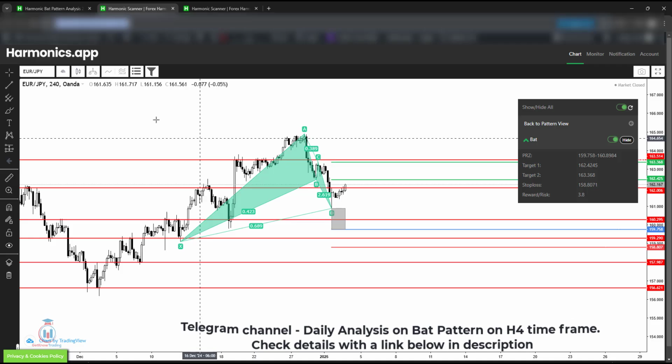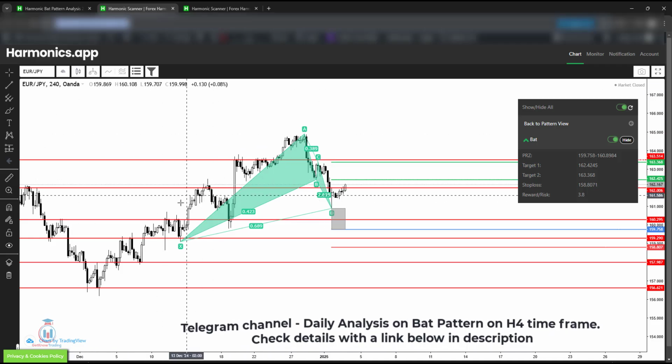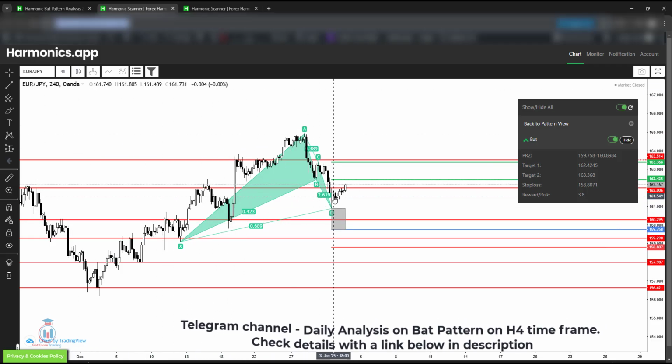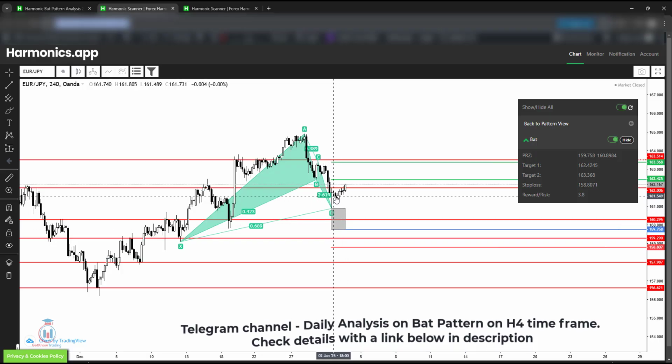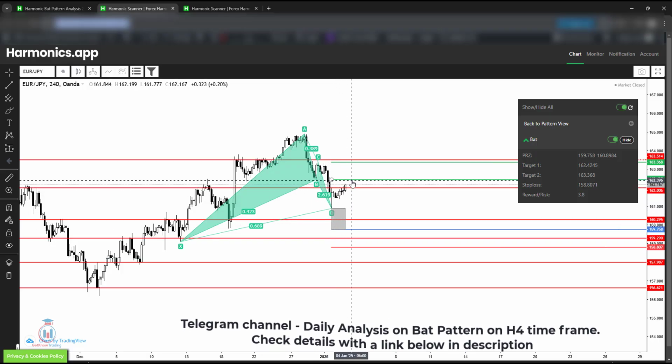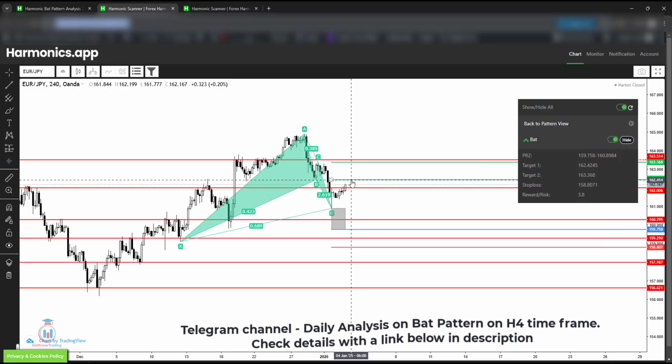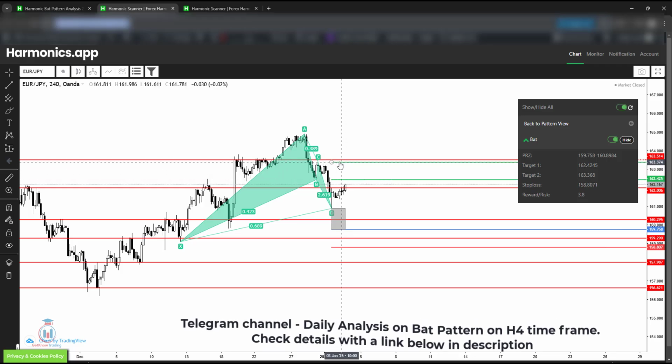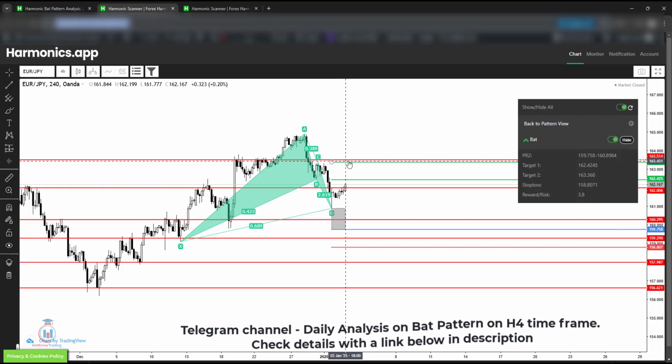The second one is Euro against Japanese Yen, a similar one, where we can see the price has reached the potential reversal zone and quickly bounced back up. The first take profit is very close here. It will probably be reached next week, and the second take profit is below a very important resistance level.